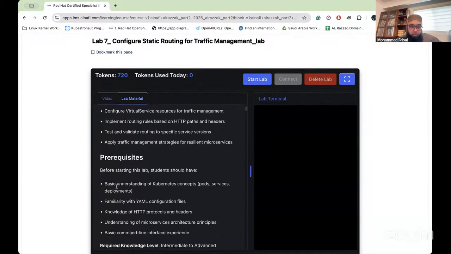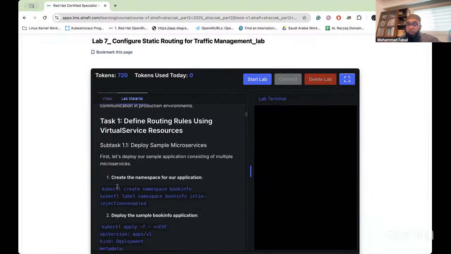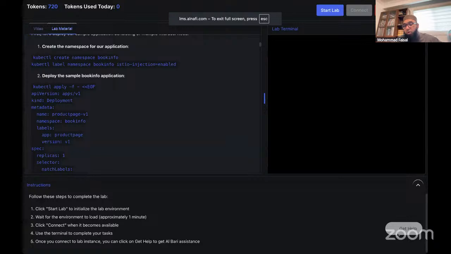The lab is there. It talks about all the things you have to do. If you are stuck, you can always start the lab and you can always go get help. Once the lab starts, then the get help button will be on, right? So click start lab.